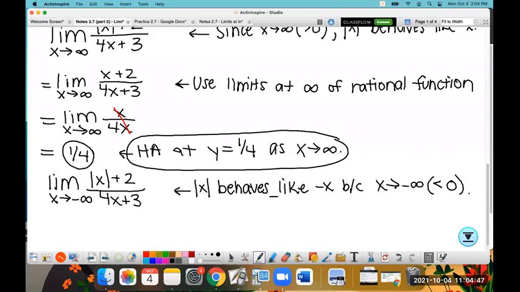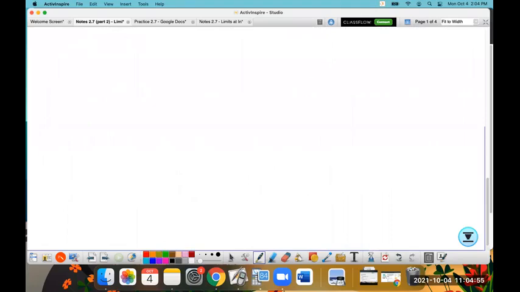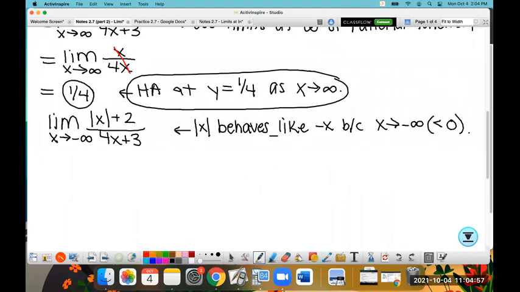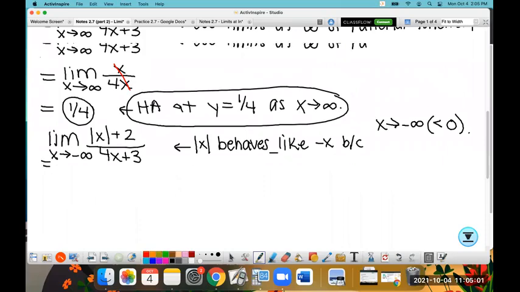Okay, so we can use that, and we could use the limits at infinity of rational functions theorem right off the bat if you guys want to quicken the work up. If you want to show every single step, that's fine as well.